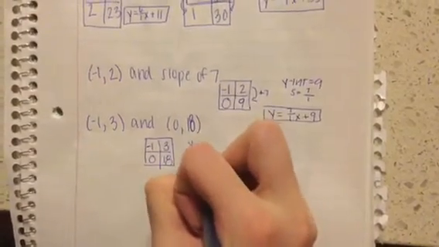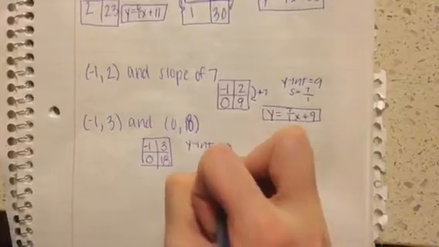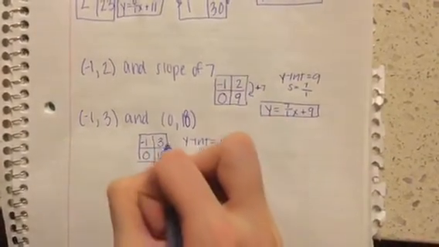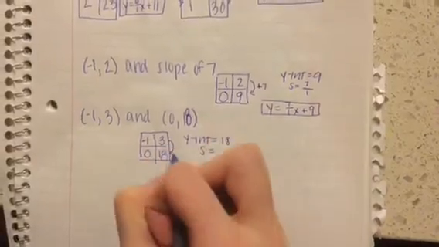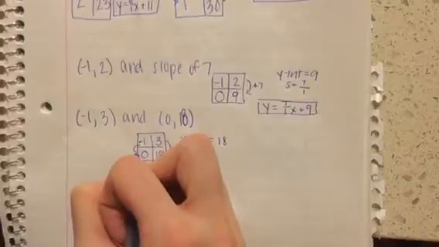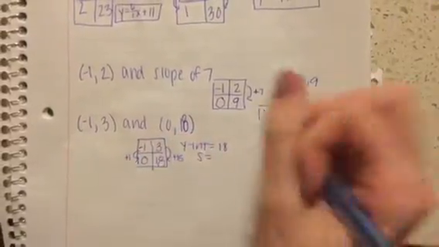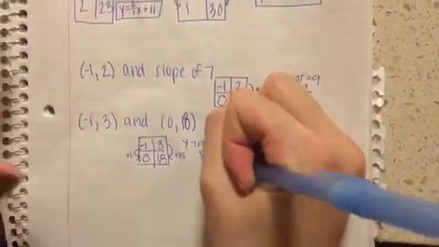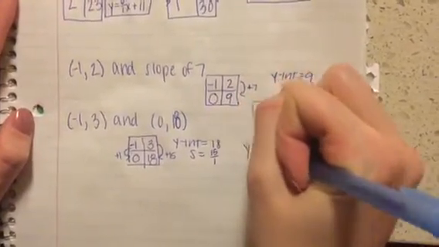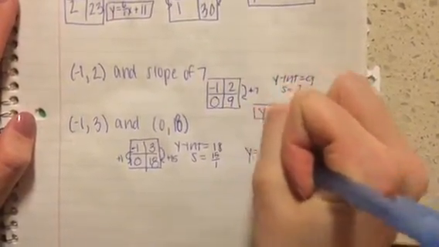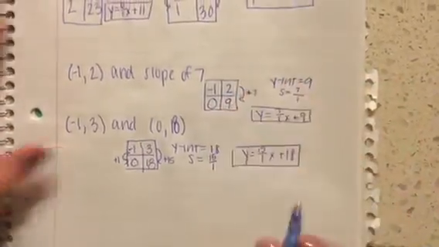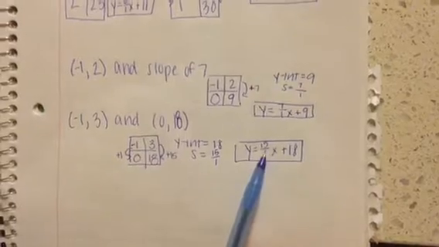We said our y-intercept is across from 0, which is 18, and my slope is what's happening. So from 3 to 18, I add by 15. And over on this side, I'm going up by 1. So my slope is 15 over 1. We'd write our equation as y equals 15 over 1x plus 18. Remember, your x always goes with your slope.